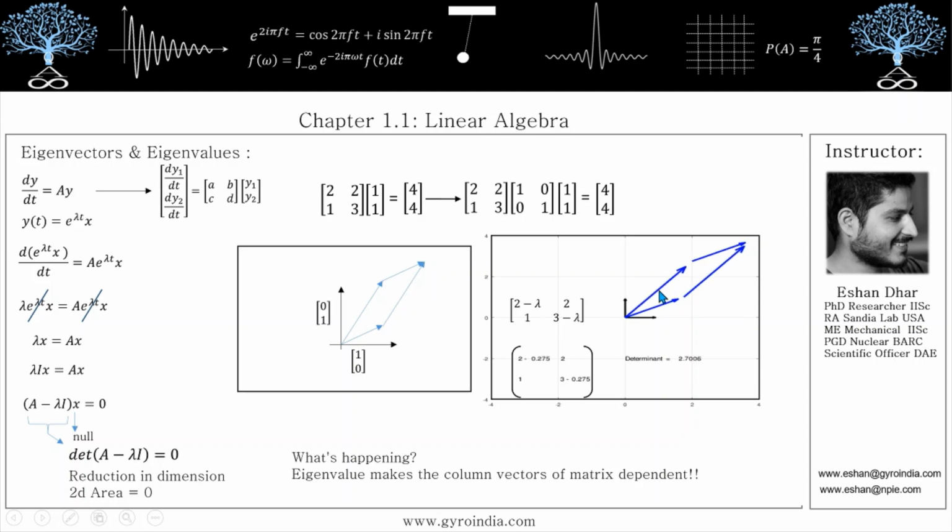We can see the area of this parallelogram, which is originally formed by these two vectors, becomes 0. And we know that in two-dimensional vector space, the determinant of a matrix can be visualized as the area of the parallelogram formed by the vectors which lie in the column space of the matrix.